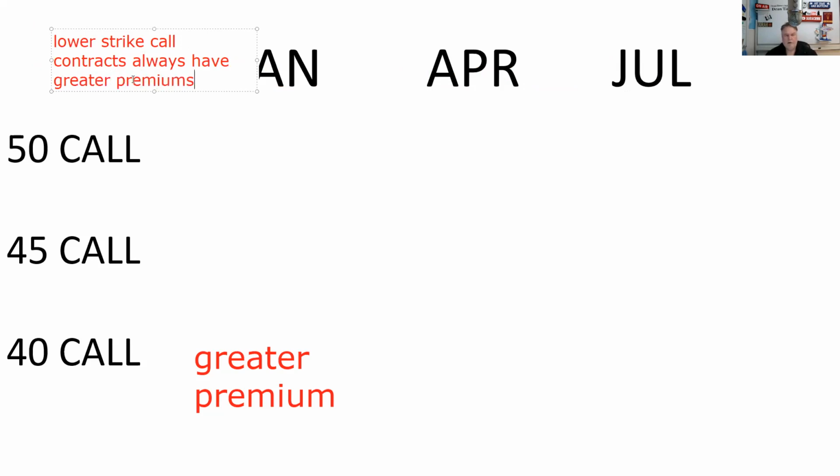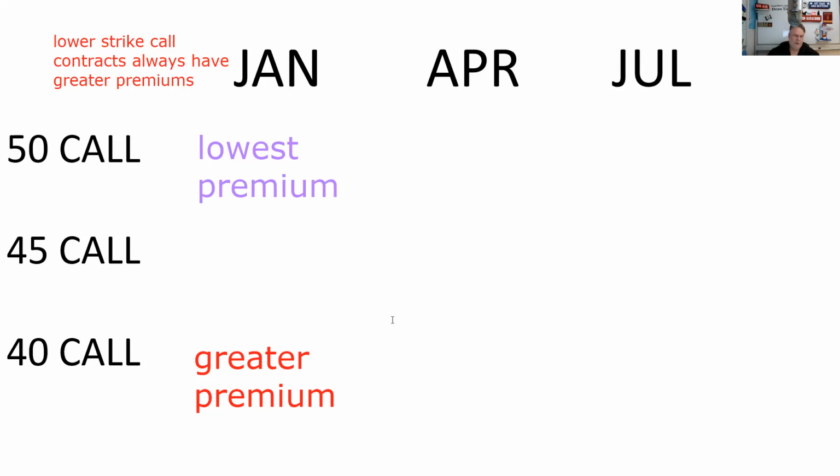So as we're looking at this here, as we look at the 50 call, we know that that's going to have a lower premium. In fact, of the 3 strikes we're looking at, 40, 45, and 50, this is going to have the lowest premium. We don't know what the numbers are. That's the point, right? The premiums are missing here. But the 45 call would be somewhere in between there.